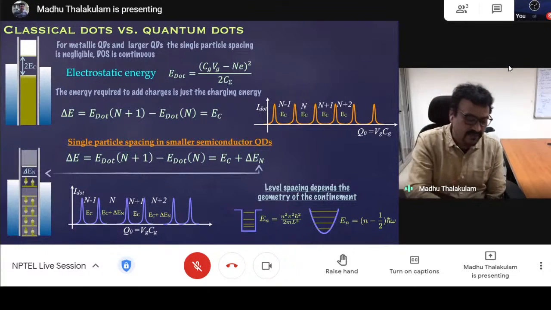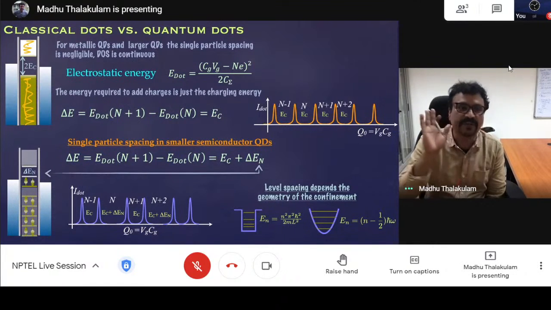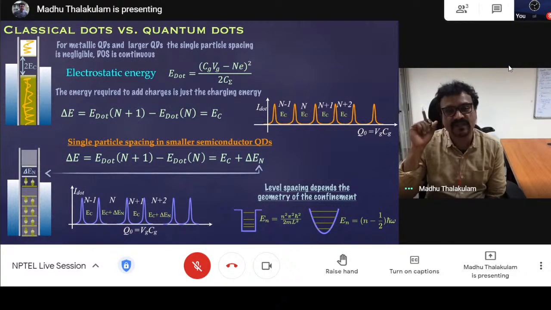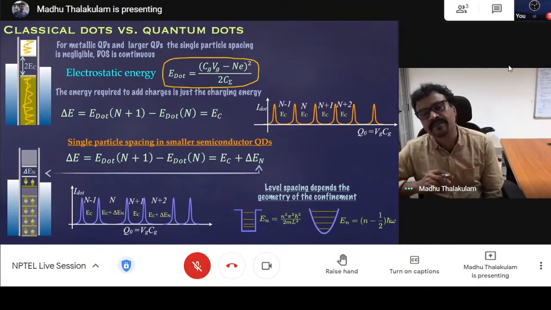And you have a continuum of states inside the dot. These are filled, these are empty, and all you do is when you vary the gate voltage, you will add one more electron here. Okay, that's what it is, and the overall energy is given by this expression that involves only electrostatic energy.